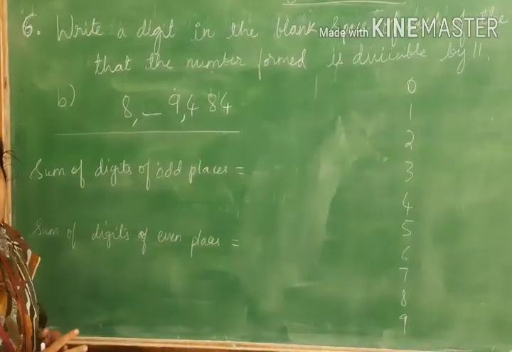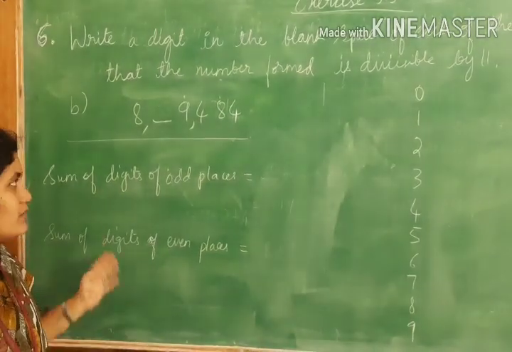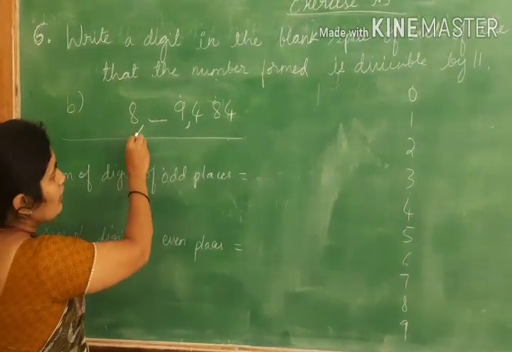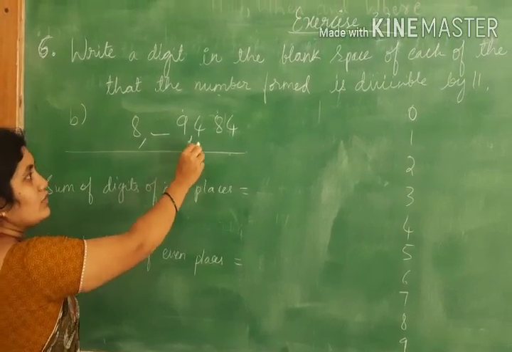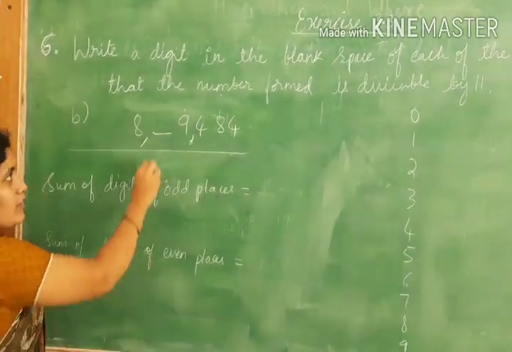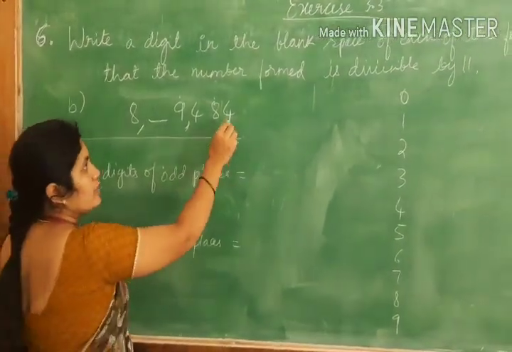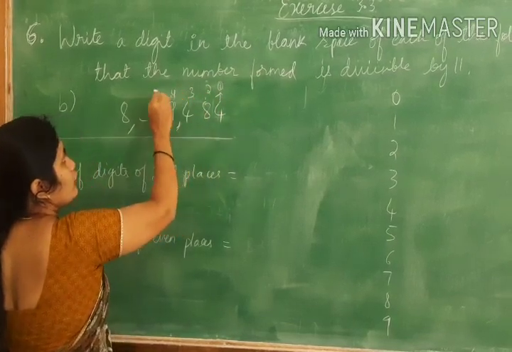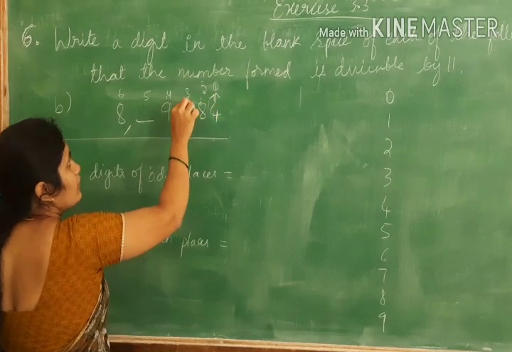But according to the divisibility rule of 11, first we have to add the digits at odd places and then even places, then take the difference. Now let us move on to the process. The given number is 8 lakh, dash, 9,484. Now here you should put a number. First let me write the sum of digits at odd places. Odd places are first place, third place and fifth place.